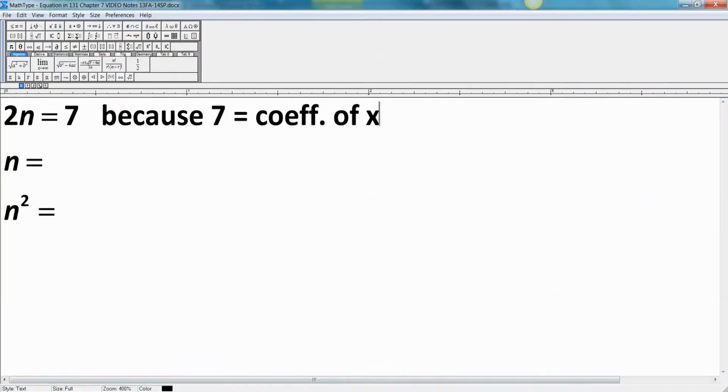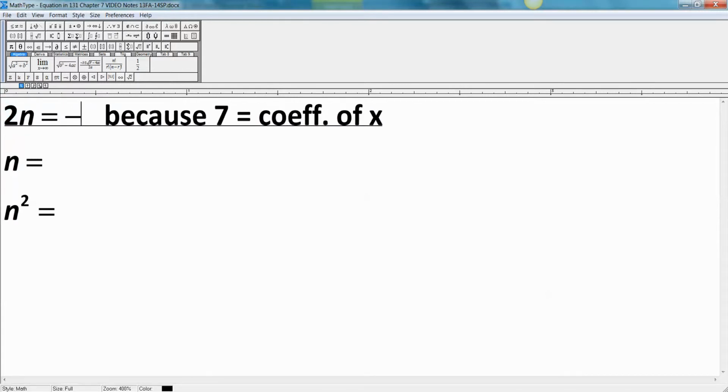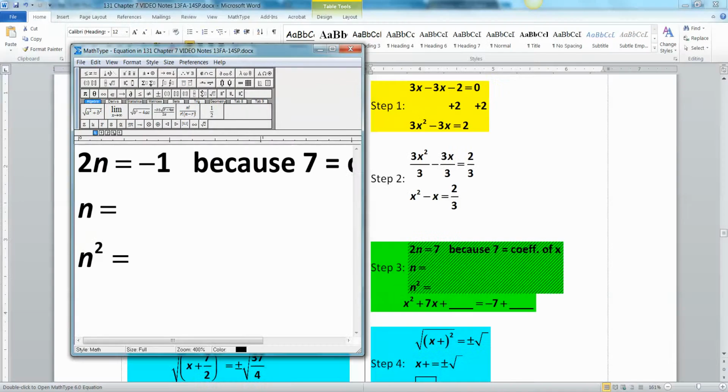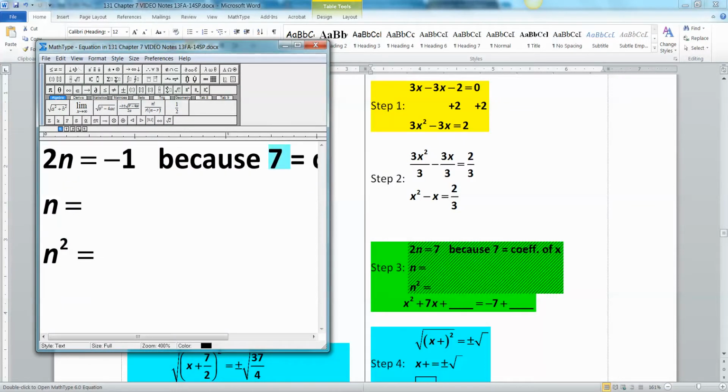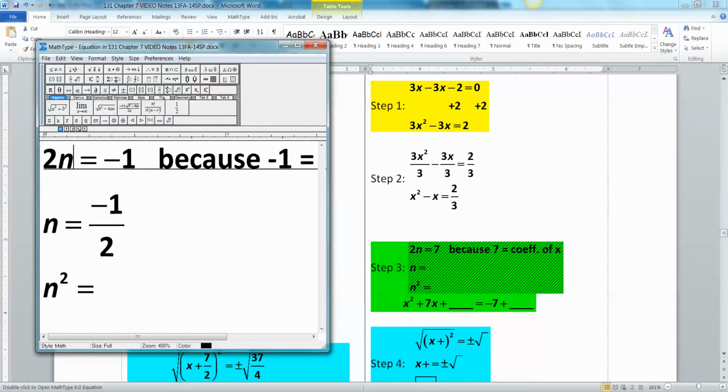Okay, so now we need to figure out what our middle term is, right? So our coefficient of x was minus 1. Isn't that what it was? Yeah, minus 1x. So that means that n is negative 1/2, right? So you divide both sides by 2. Now what happens if you square negative 1/2?